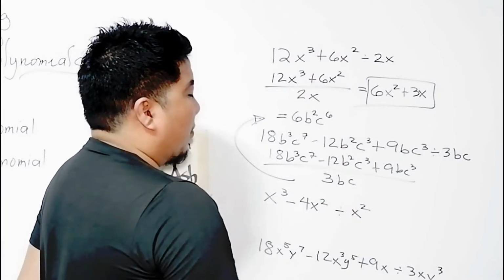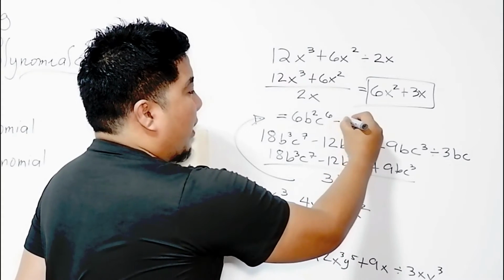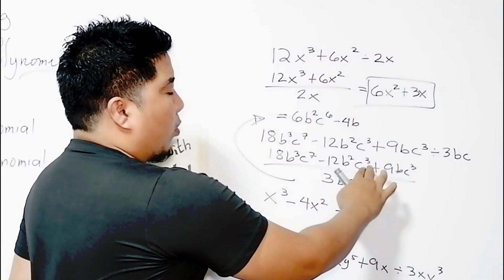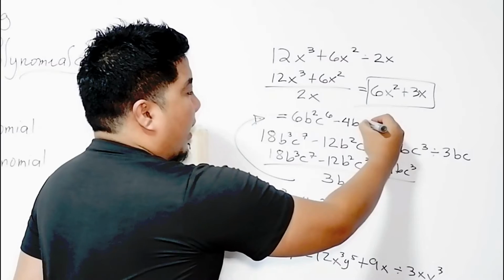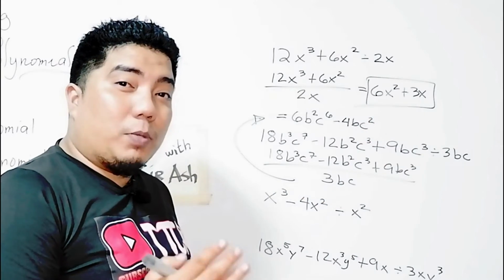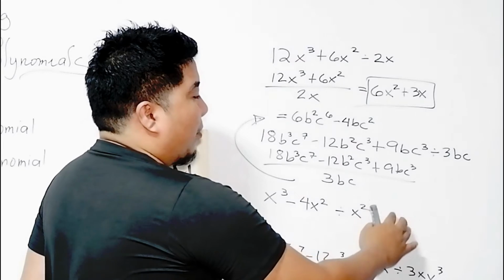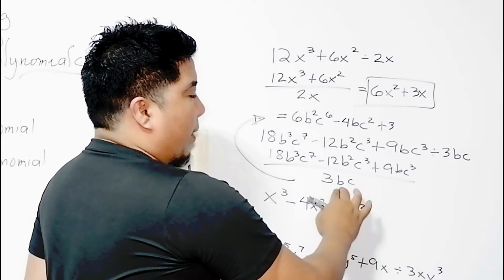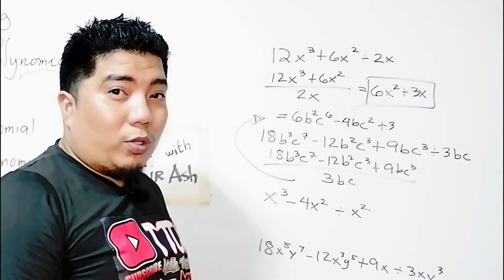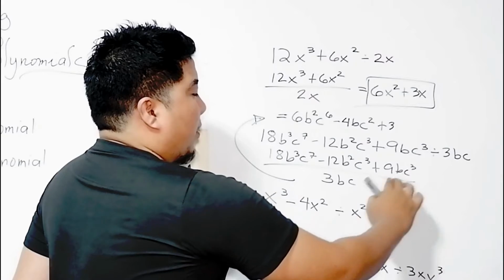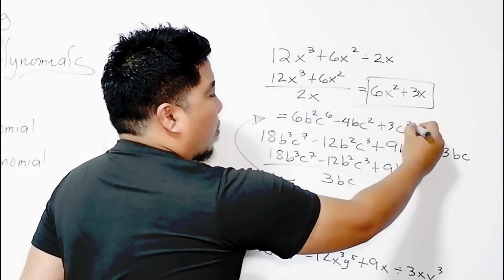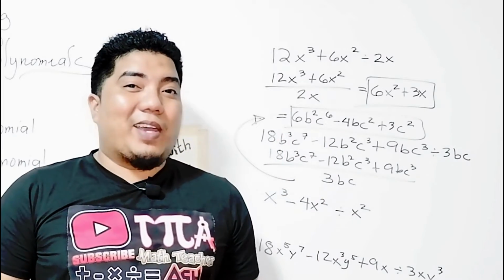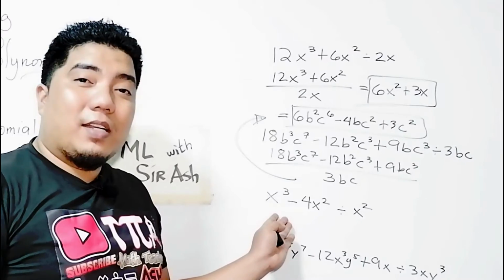Now on the second term, negative 12 divided by 3, that will give me negative 4. b squared divided by b, that is b. c to the power of 3, or c cubed, divided by c, that is c squared. I'm finished with my second term. Now, for the last term, positive 9 divided by 3, that is positive 3. b divided by b, this will be cancelled out. You don't have any b left. c cubed divided by c, and you have c squared. And this will be your final answer. Easy, right? Now, let us go to our third example.